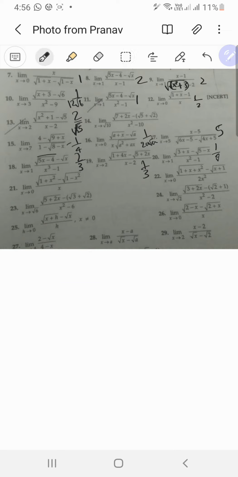Right, x tends to 0 of this thing. Rationalize. So this should be 2x squared upon x. Oh yeah, it's just 0 because 2x squared upon x still has x in the numerator, so it's going to be 0. Next.